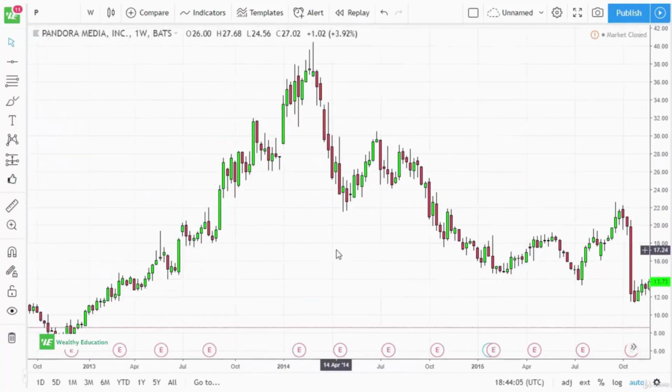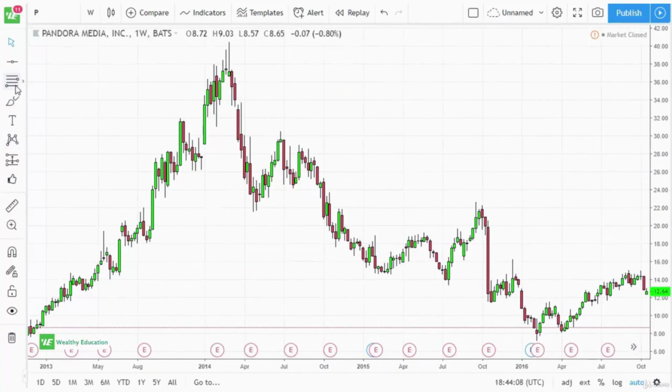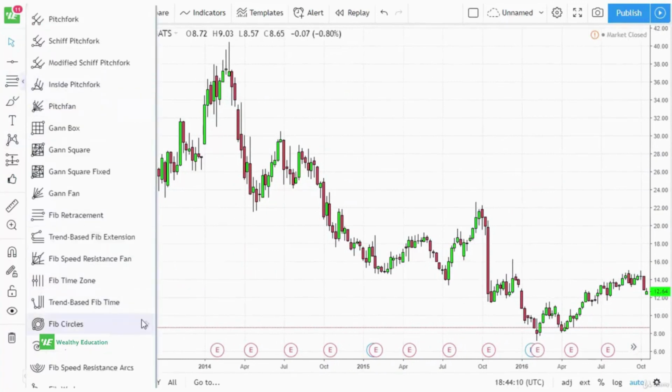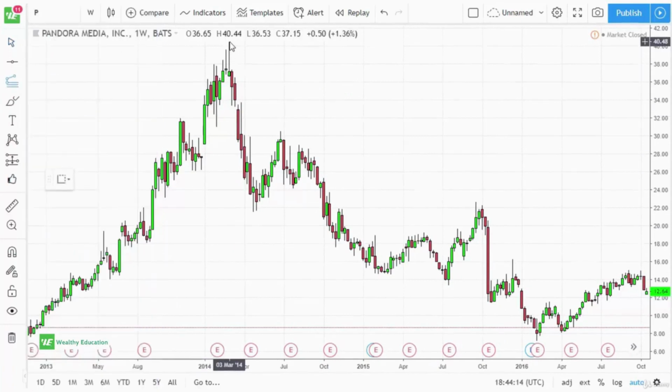Another thing is Fibonacci extensions. You can do a trend-based fib extension on the same move.